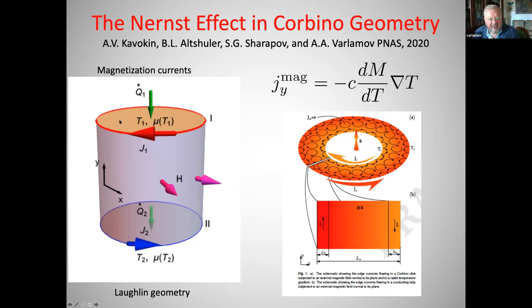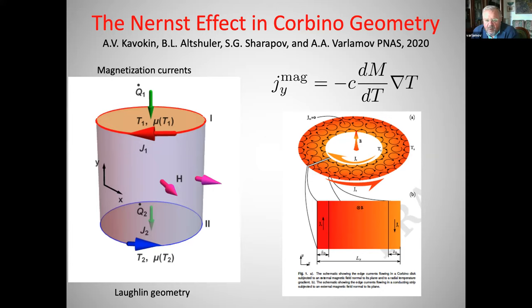And you apply different temperatures, T1 and T2. You have two uncompensated currents, which should, in accordance with the ideas of Rostov, create, evidently, dM over dT, and you will have a magnetization current, which should produce some kind of Nernst effect. At the same time, you do not have the kinetic contribution when the electron states at the upper circle and at the lower circle exactly coincide with Landau levels. So conductivity along the cylinder is zero.